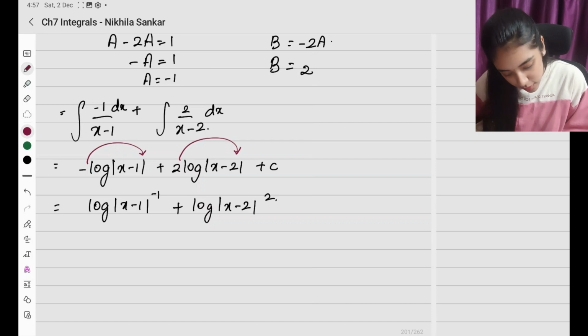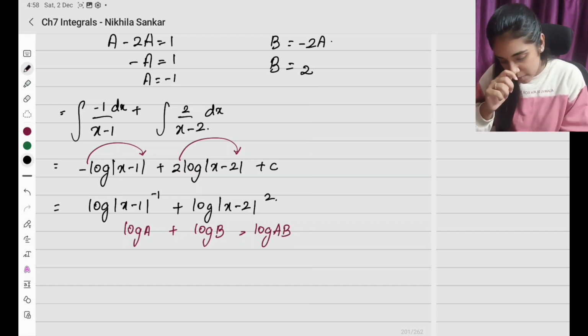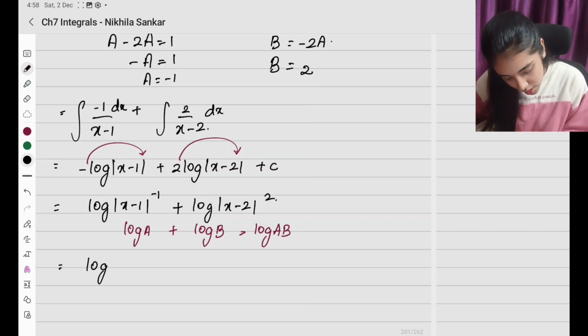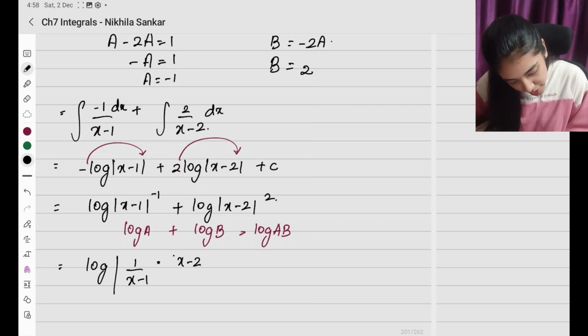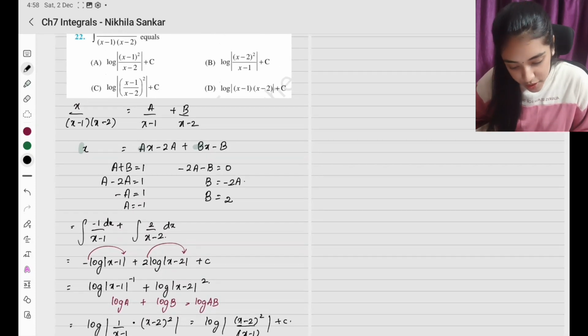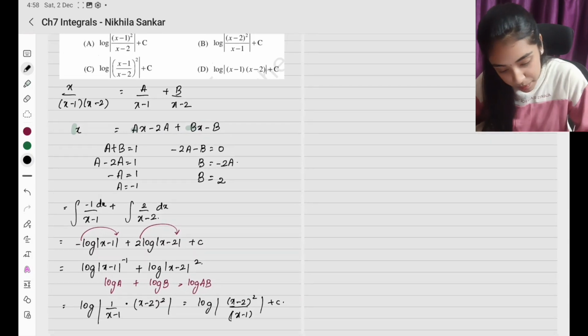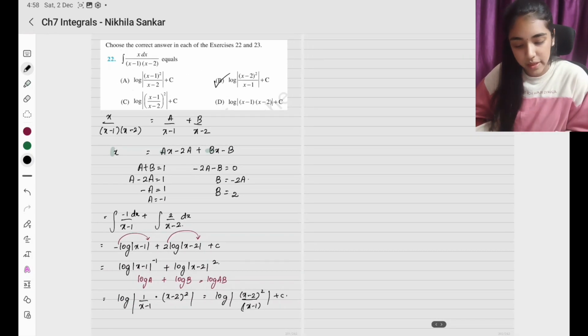So this is of the form log a plus log b, which is going to be log of a times b. So log mod of 1 by x minus 1 times x minus 2 the whole square. So this is nothing but log mod x minus 2 the whole square divided by x minus 1 plus c. So where is this option? It is going to be option B: x minus 2 the whole square divided by x minus 1. Okay, please copy.